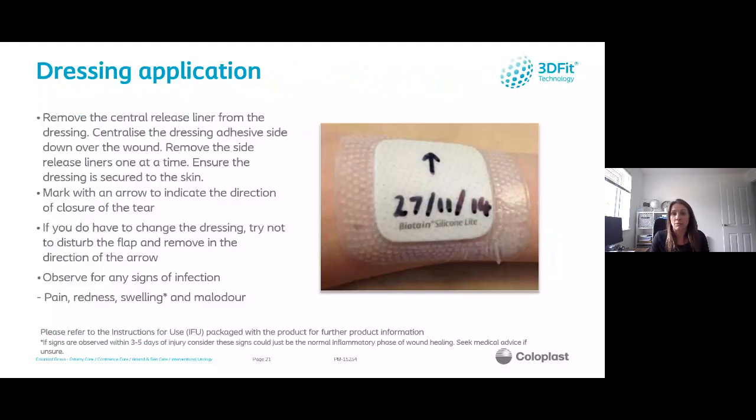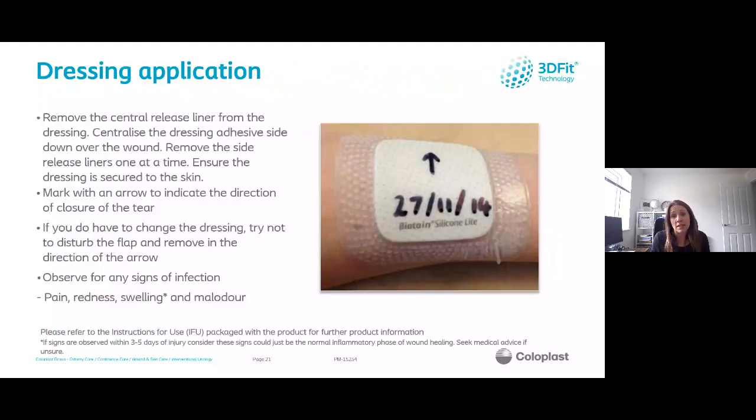sterile aseptic non-touch technique. We'd mark the dressing with an arrow to indicate the direction of the closure of the skin tear, which also gives us a way of identifying how the dressing should be removed. If you're not the next person to change this dressing, then it makes it clear to somebody else how they should be removing it in order to prevent any further trauma. We can also date the dressing so that we can see when it was applied and when it's likely to need to be changed again.